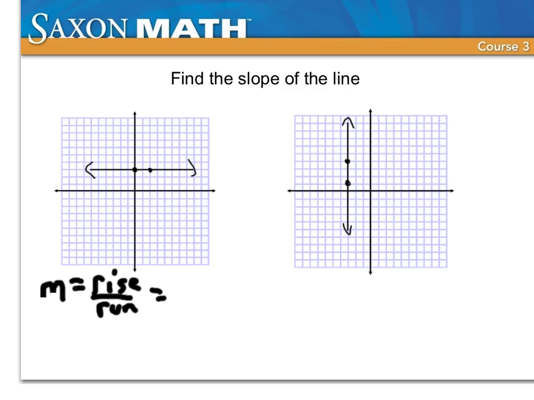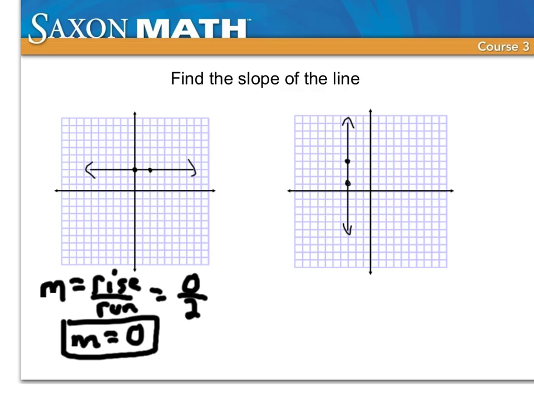Okay, well, my rise, if I go from this point to this point, I have no rise, so my rise is 0. And my run here is 2. Well, 0 over 2. Think about that. What is 0 divided by 2? 0 divided by 2 is 0. So my m is equal to 0 for my slope, because 0 divided by 2.